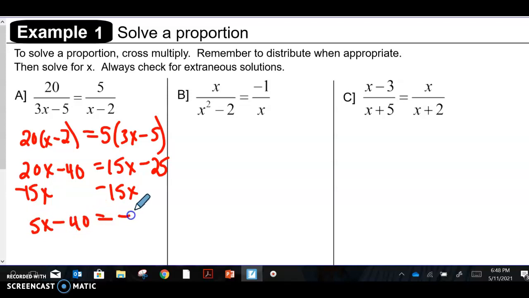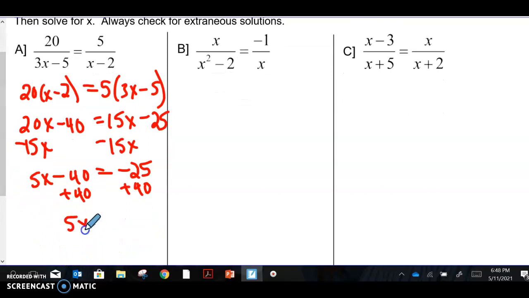By subtracting 15x from both sides, we get our numbers that don't have x on the other side. We have 5x equals 15. So x is 3. We should probably check that that works. If I put 3 in here, 3 times 3 is 9. 9 minus 5 is 4. And 20 divided by 4 is 5. If I put 3 in here, 3 minus 2 is 1. And 5 divided by 1 is 5. So the left side does equal the right side when x is 3.